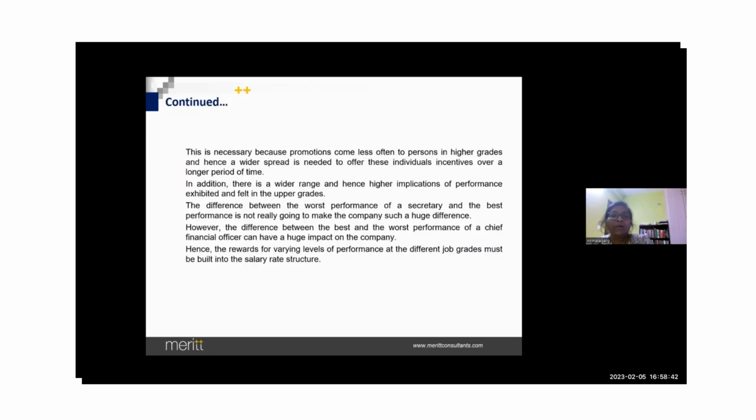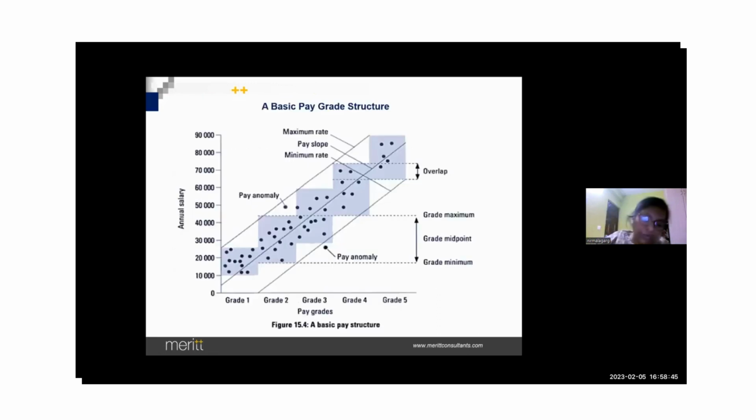Now, I want to take a minute to help you with this. Typically, when you look at a grade structure, so if you see, when you have done the point plan, how do you actually then create grades from the points?